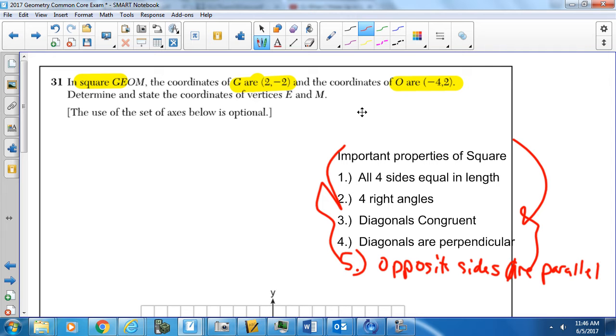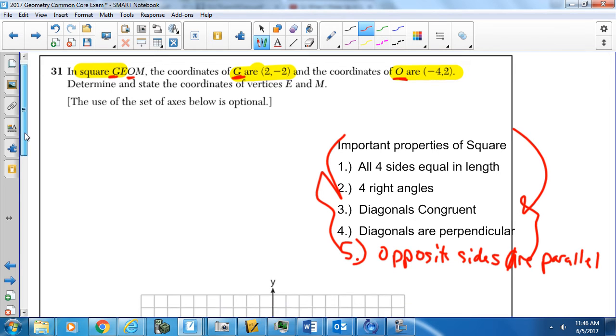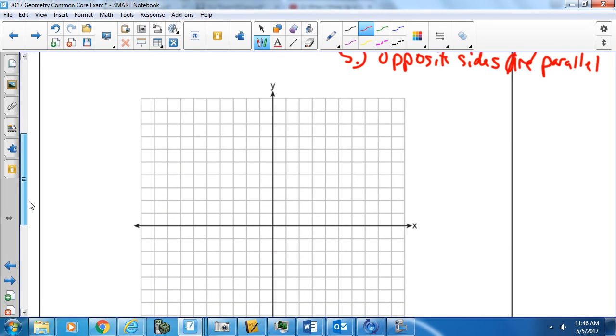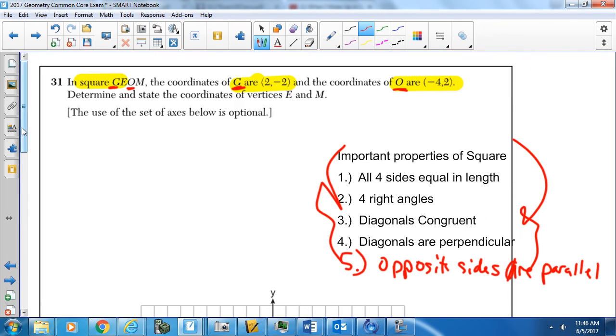Okay, now, when the points that they gave you are not consecutive points, you can tell that because they give you G and then they give you O. If you look here, G and O, they're not consecutive. They're actually diagonal to each other. So we have to take that into account when we do this. So let's go ahead and plot those points. You don't even have to use the axes, but I think it'd be much easier if we did.